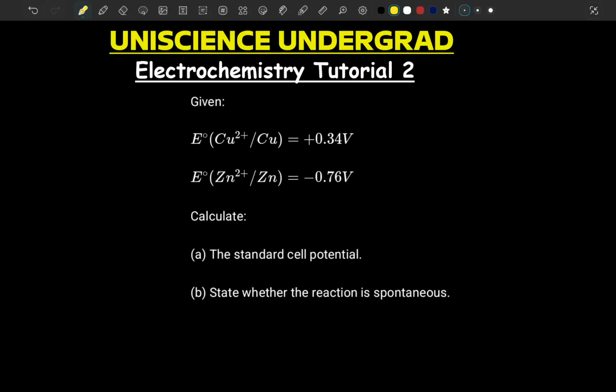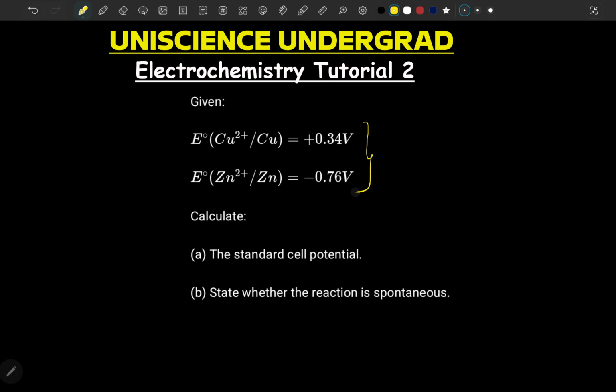This is a question, a very interesting question. Let's go together. Given the E cell, so the cell potentials, for the copper electrode and the zinc electrode, we are told to calculate the standard cell potential as well as to state whether the reaction is spontaneous. Now, how do we know how to calculate the standard cell potential? Here's what you do.